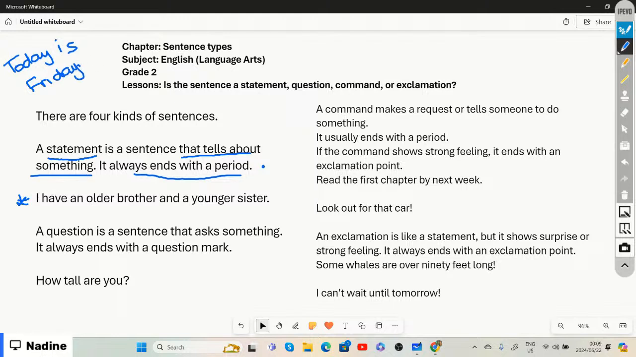Or you can say, I am reading a book. Or you can say, I love reading. Or you can say that I am on vacation or I went to school. That is a statement that just tells you about something. Someone does not really have to respond to it, and that ends with a period. And then we have a question. A question is a sentence that asks something. It's like you're asking something. That is a question.